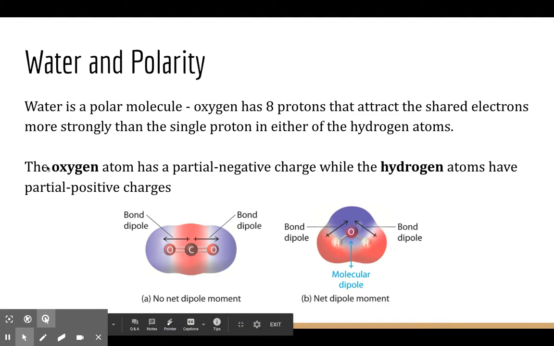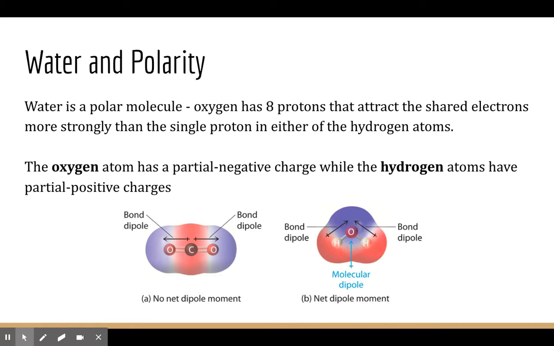We went over this as well. The oxygen atom has a partial negative charge, while the hydrogen atoms have a partial positive charge. I want to make this really clear. We've been going over this a lot, but you all should hopefully understand this by now.